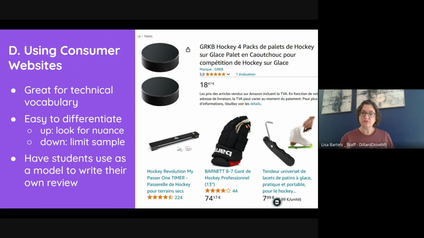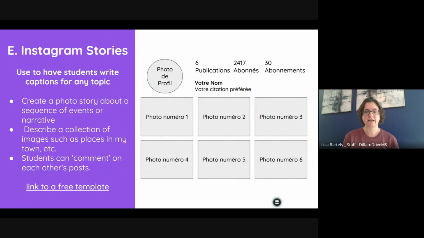You can ask students to write their own review of a piece of equipment or of a restaurant or of whatever you're studying using the models of the reviews on the consumer website. And of course, as a teacher, you can always go through and screenshot or pull examples for students that are modified for the level of language learner and exactly what you need for your students.